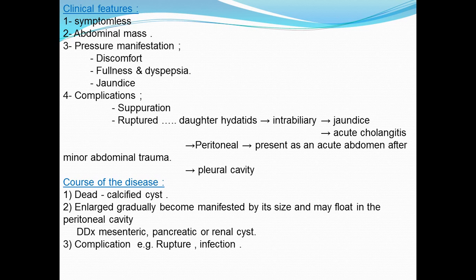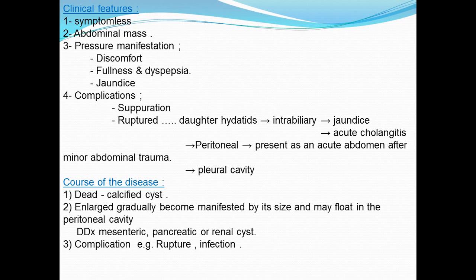intrahepatic biliary rupture. Daughter cyst goes intrabiliary, leading to jaundice and acute cholangitis, or rupture to the peritoneal cavity, and then the patient at that time presents as an acute abdomen after minor abdominal trauma, or rupture to the pleural cavity, and then the patient could present with dyspnea and symptoms of the respiratory system.